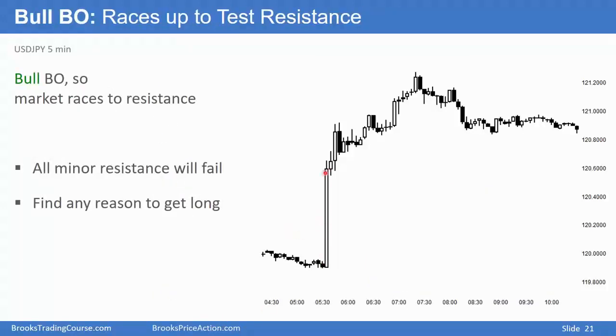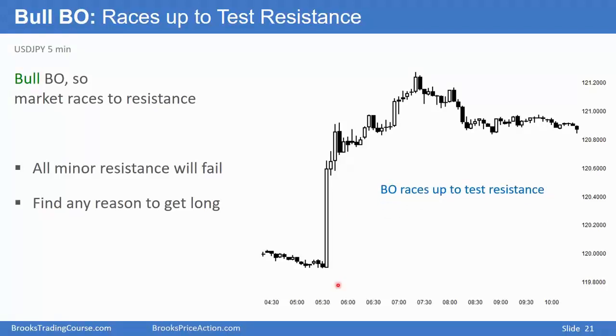Strong bull breakout bar, very big bull bar closing on its high, closing well above the high of the prior bars. And then the following bar is a bull bar as well. High probability, 60% chance you'll get some kind of a measured move up based upon the size of this breakout. Any resistance, any minor resistance will fail, and you have to find any reason to get long.